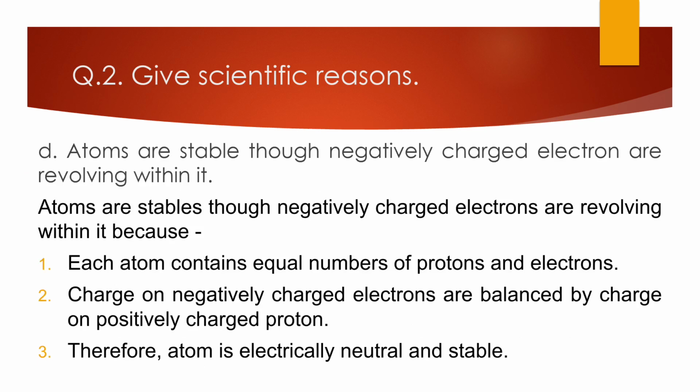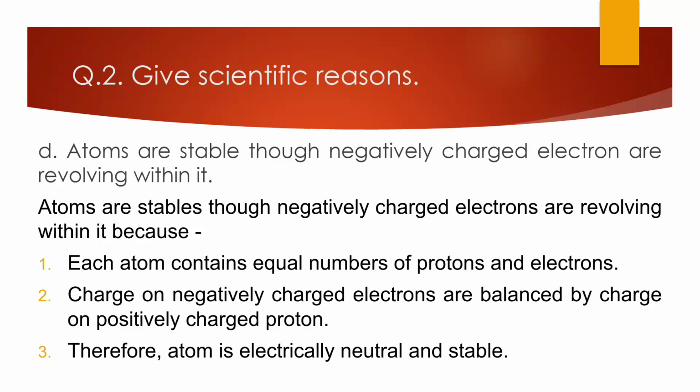Next is, atoms are stable though negatively charged electrons are revolving within it. So the answer for this is, atoms are stable though negatively charged electrons are revolving within it because, first, each atom contains an equal number of protons and electrons. It means the positive charges are equal to the negative charges, and as they are present in equal amount they balance each other.